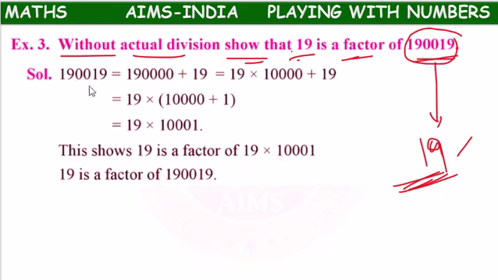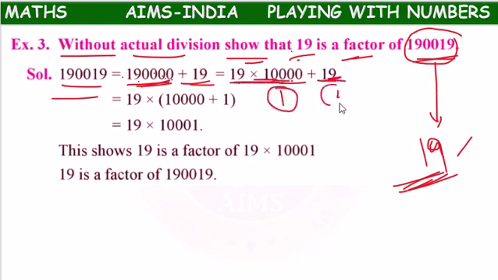So 190019 can be written as 190000 plus 19. Ones, tens, hundreds, thousands, 10,000, lakhs. 1,90,000 can be written as 19 into 10,000. So 1,90,000 is 19 into 10,000, plus 19 extra. Now this is the first term, this is the second term.